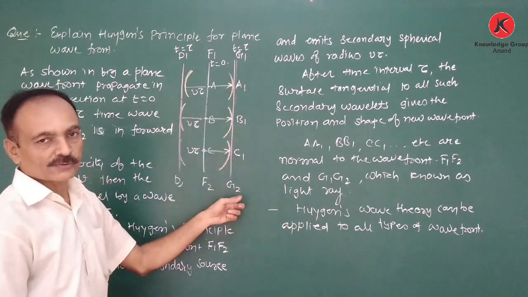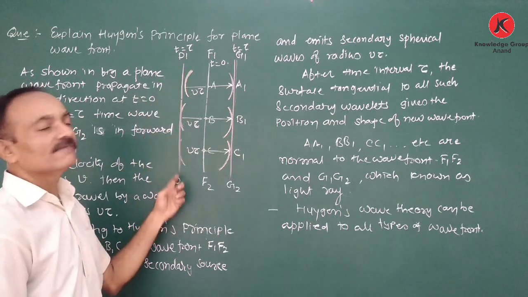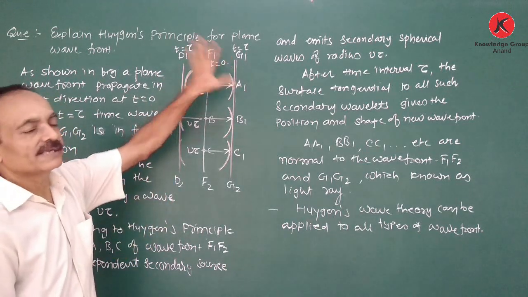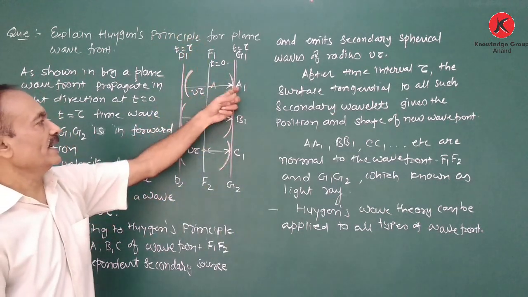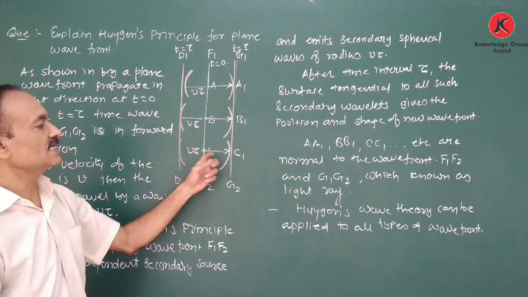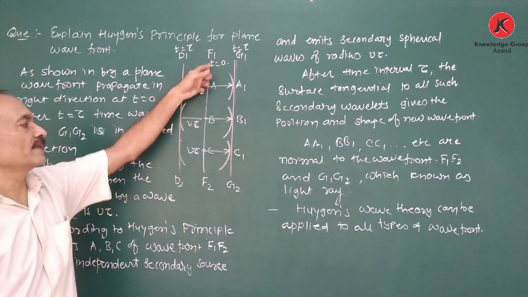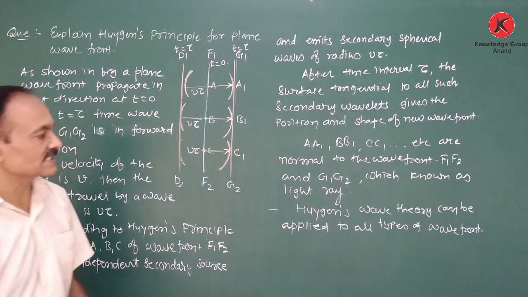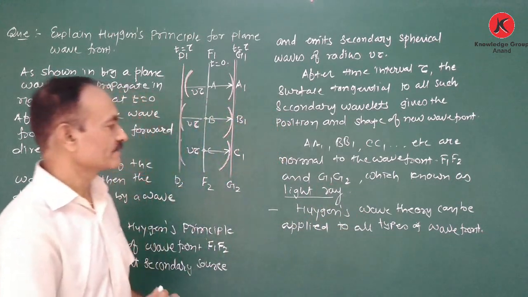Here G1, G2 is the new wavefront in the forward direction, while D1, D2 is the new wavefront in the back direction at time t equal to tau. Now listen, here A, A1, B, B1, C, C1 are perpendicular to the wavefronts F1, F2 and G1, G2, and these are known as light rays.